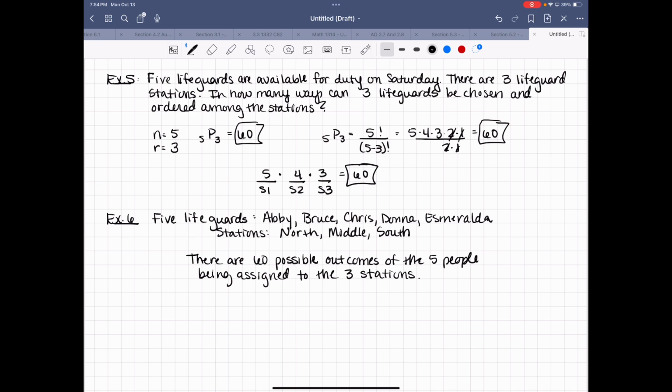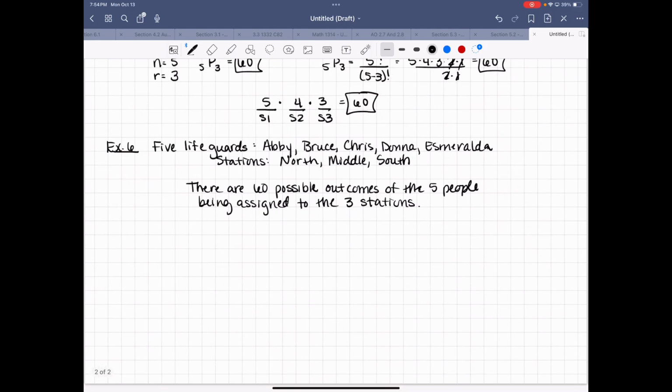So you could get a Bruce, Chris, Donna. You could get a Bruce, Donna, Esmeralda. You could get an Abby, Bruce, Chris. You could get the Abby, whoever, right? Whoever they're wanting. So what they're asking you is, what's the probability that you're going to get Bruce at north, you're going to get Donna in the middle, and we're going to get Abby at south. Okay?